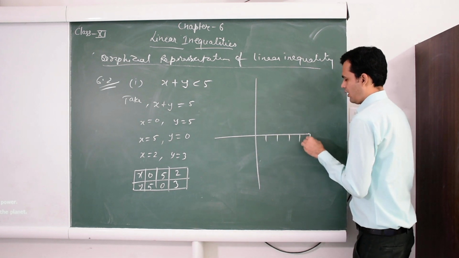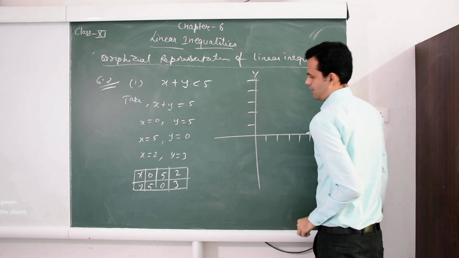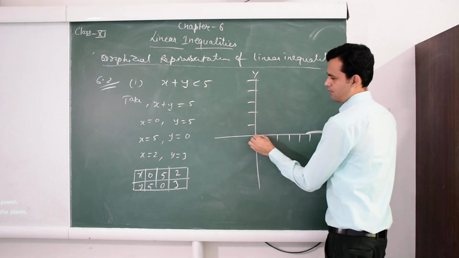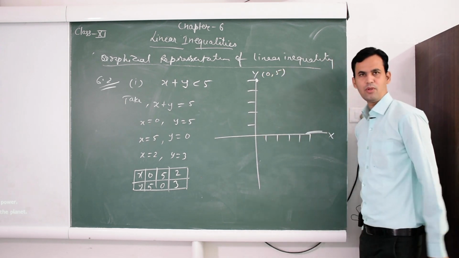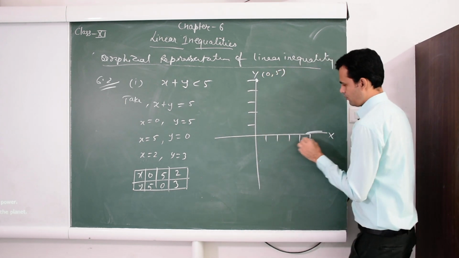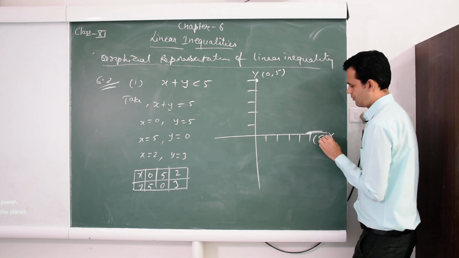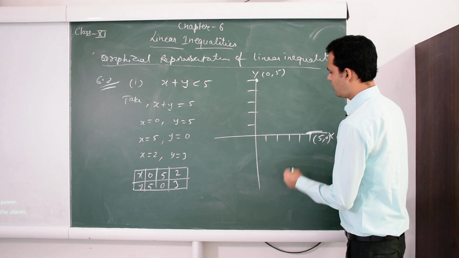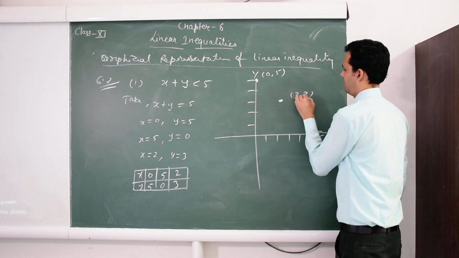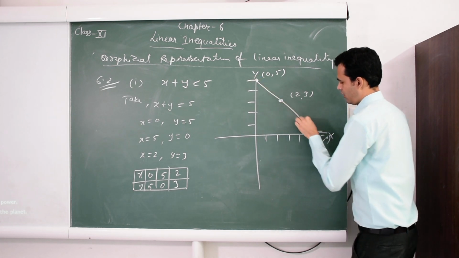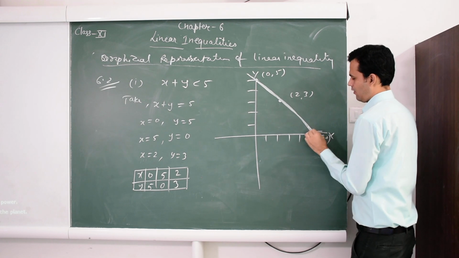1, 2, 3, 4, 5 on the x axis, 1, 2, 3, 4, 5 on the y axis. So x 0, y 5, so 0, 5 is the first point. The second point is 5, 0. And the third point is 2, 3, x 2, y 3. So these are the 3 points, and we draw a graph of this inequality.